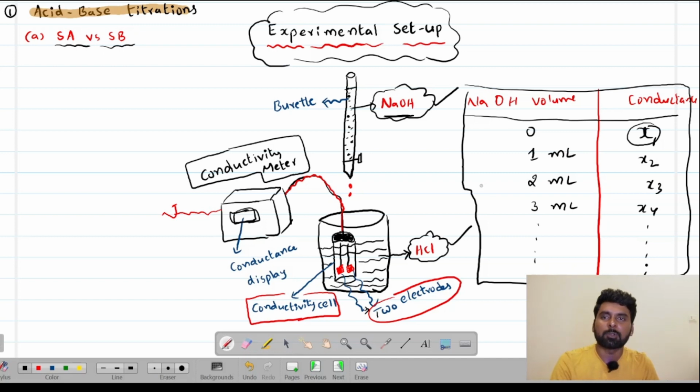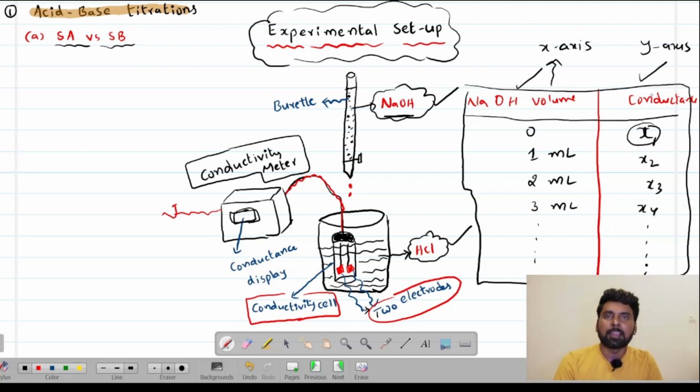In the strong acid versus strong base titrations, once you have the data of volume of NaOH and conductance, you need to plot it. How to plot it? Take conductance values along the y-axis. Take volume of NaOH along the x-axis.